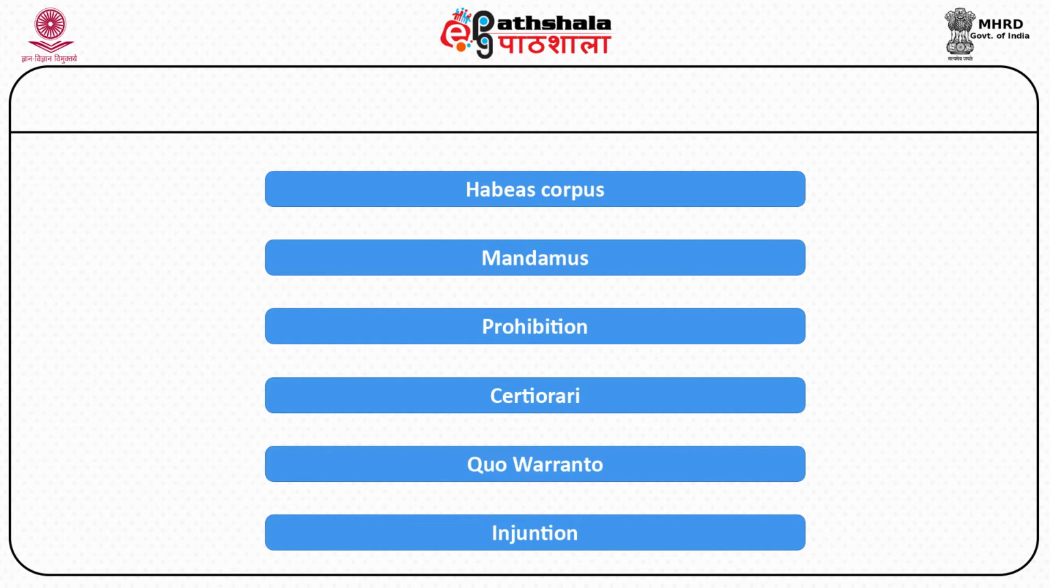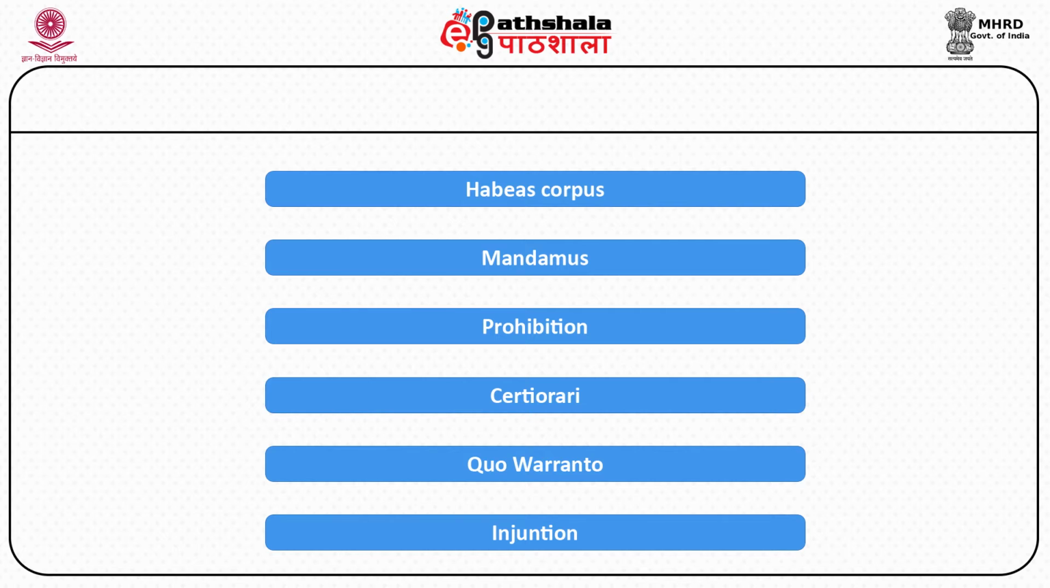Then comes certiorari. It literally means to be certified. It is issued by the higher court to the lower court for transferring the records or proceedings of a case pending with it, for the purpose of determining the legality of its proceedings and for giving fuller and more satisfactory effect to them. It could be preventive as well as curative. Like prohibition, it can be issued only against judicial and quasi-judicial authorities and not against administrative authorities.